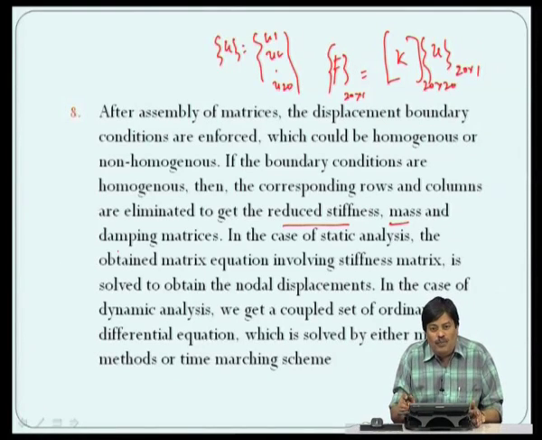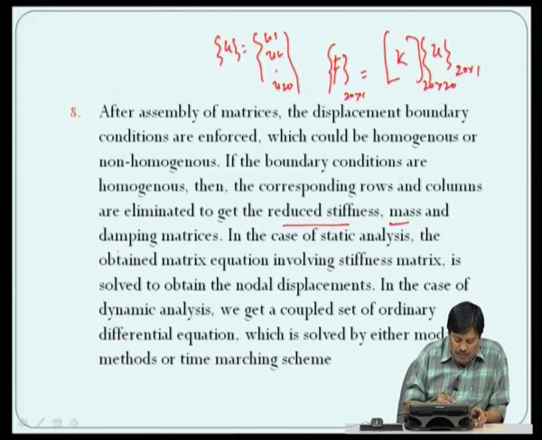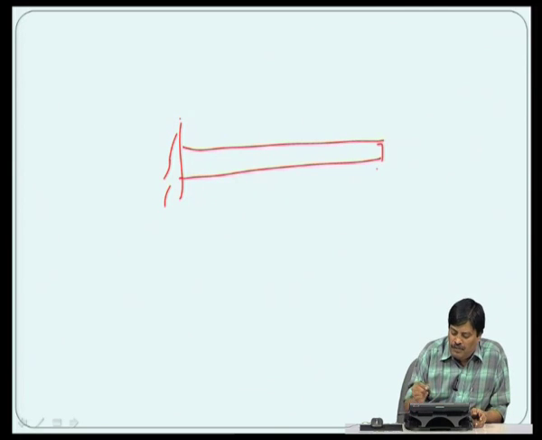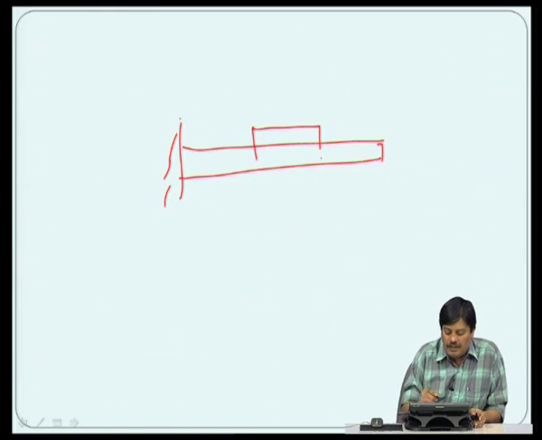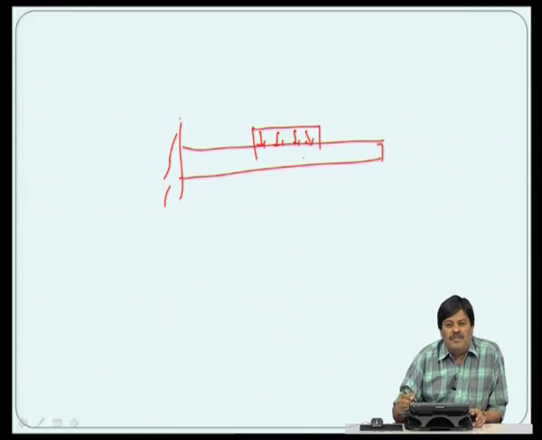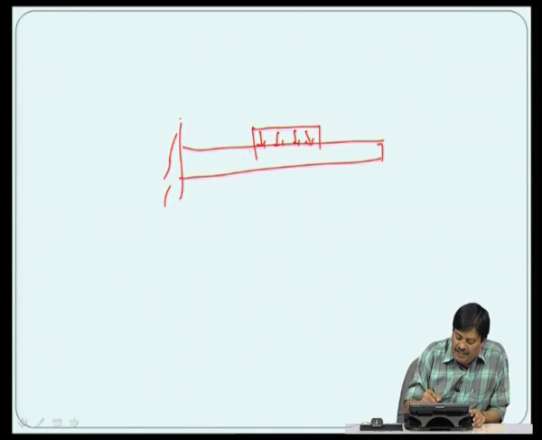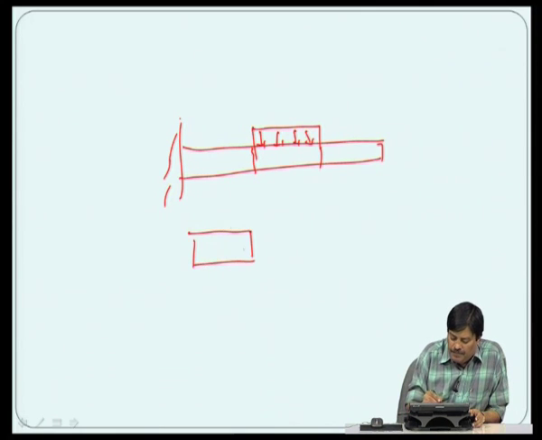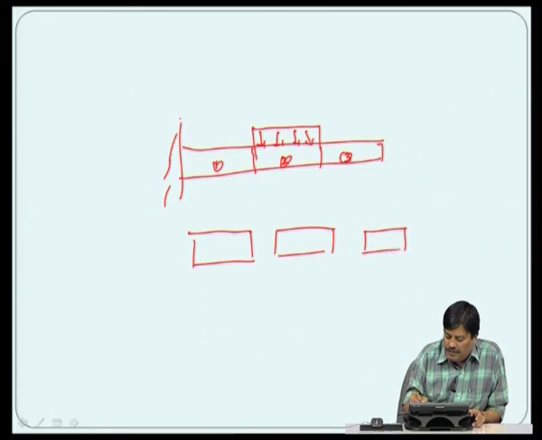Many times the load would be distributed. For example, if we have a structure, say we have a rod where some portion is having some distributed loading. In finite elements we can only handle concentrated load. So, basically we split this element into sub elements. So, this will be element 1, this will be element 2, and this will be element 3. I will name them as 1, 2 and 3.